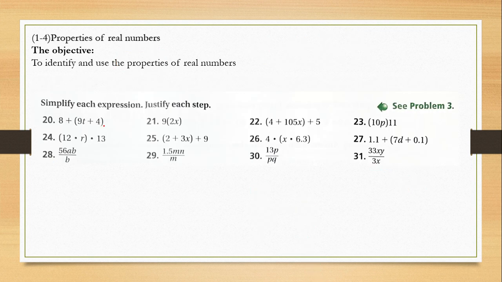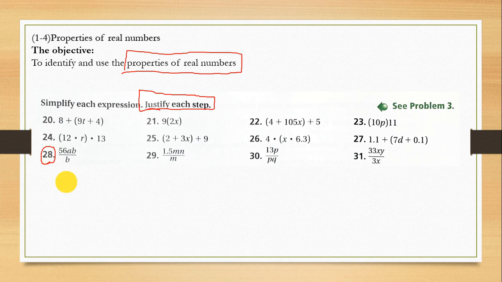Let's simplify more, and this time justify each step. Since they said justify each step, it means we need to use our properties of real numbers and say what we did in each step. So let's solve some exercises. I'm going to solve the first one. First thing first, 56a times b times 1 over b. Hopefully this makes sense, using the identity property of multiplication.